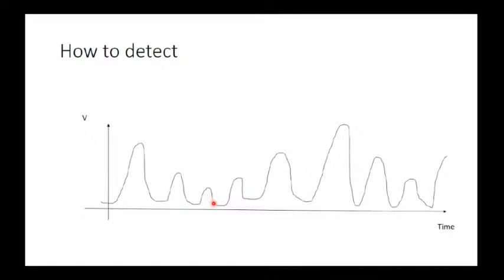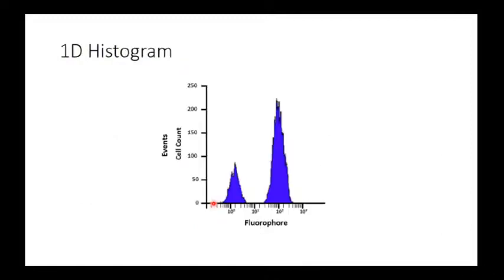And then the computer will give me something called a one-dimensional histogram, which is something similar to this. Here we have the cell count, or the events. We call them the events passing through the laser beam. And here we have the signal of the fluorophore. So when I have a high signal of fluorophore, these are the cells that are expressing the protein of interest, and the cells that give a low signal on the fluorescence detectors are the cells that are not expressing the protein.